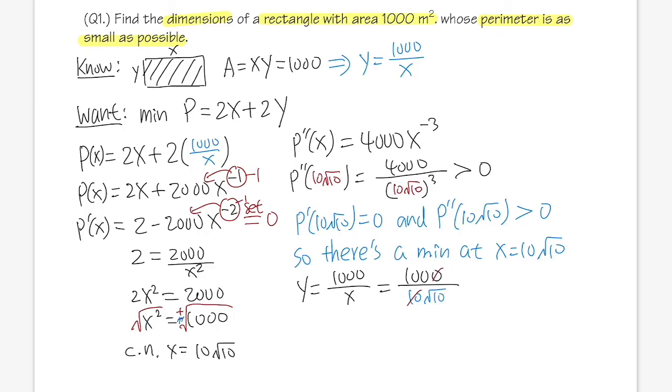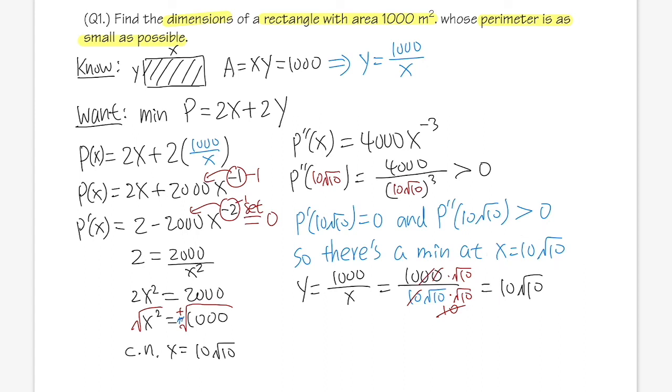Alright, how do we simplify this? We can multiply the top and bottom by square root of 10. Square root of 10 times square root of 10 is just 10, and I can reduce this with one of the zeros. So in fact, y is 10 square root of 10 as well. Notice x and y are both equal to 10 square root of 10. So in fact, this rectangle is actually a square.